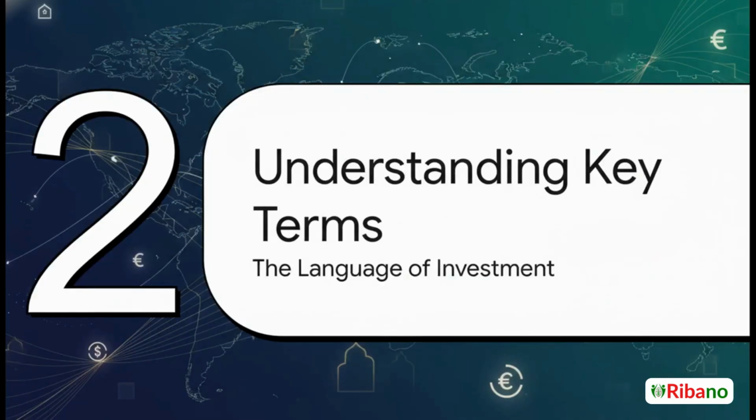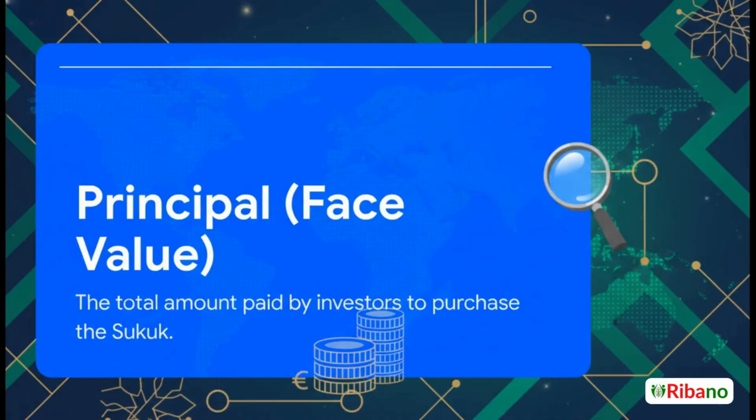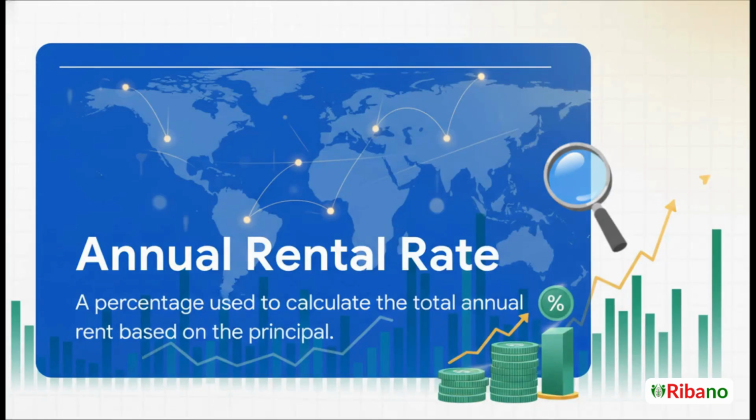Now, to really get comfortable with your investment, you just need to know a handful of key terms. Think of it like learning the basic language of your cash flow. Let's break them down real quick. First up, we've got the principal, which is also called the face value. This is easy. It's just the total amount of money you put in to buy your piece of the sukuk. This is our starting point for everything else. Next is the annual rental rate. This is the all-important percentage. We use this number to figure out the total rental income the asset is supposed to generate over 1 full year, and it's all based on that principal amount.